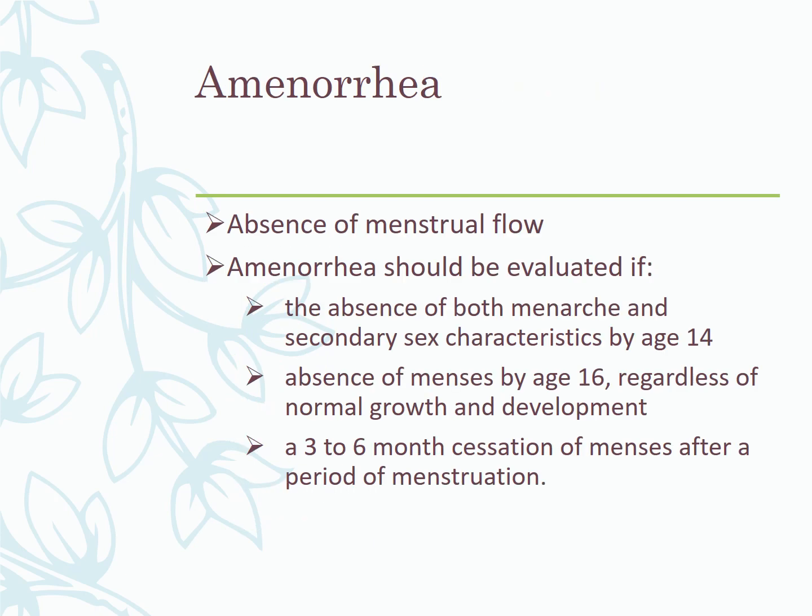Amenorrhea is the absence of menstrual flow. It should be evaluated if the absence of both menarche, and that's the first time that they start a period, and secondary characteristics are not present by the age of 14. If they have absence of menses by age 16, regardless of normal growth and development, and a 3 to 6 month cessation of menses after a period of menstruation. 98% of American girls menstruate by the age of 16.